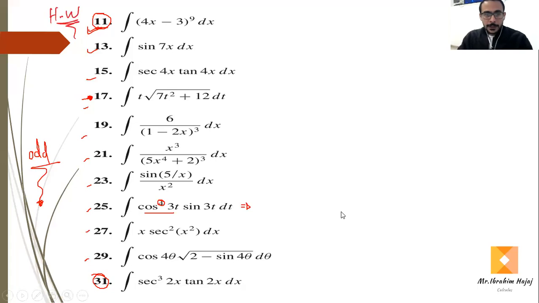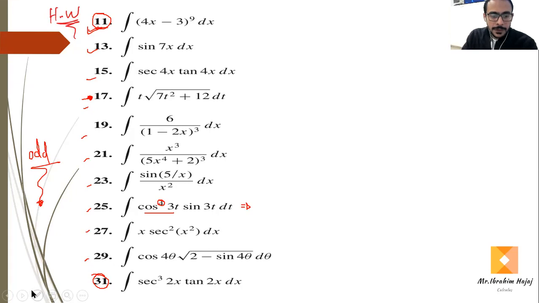We're gonna complete here the lesson after checking the homework. The homework was number 11 till number 31, odd ones only. The linear function, which is inside the parentheses, we can do it quickly with no substitution method. But the ones that need substitution, we're gonna do using substitution.